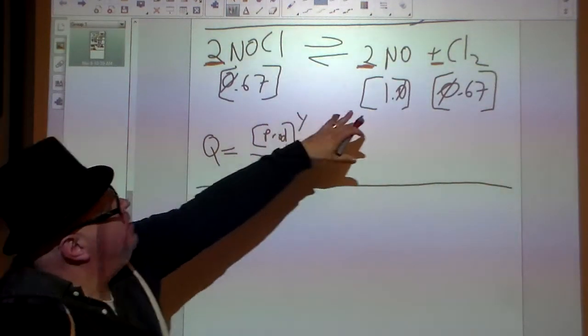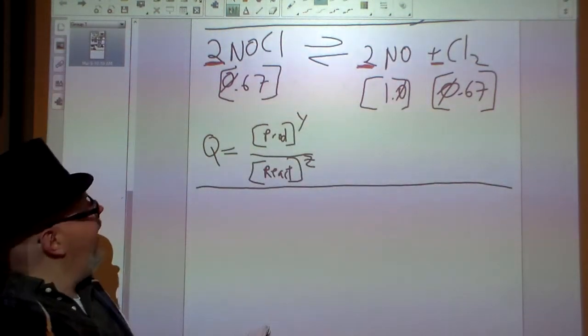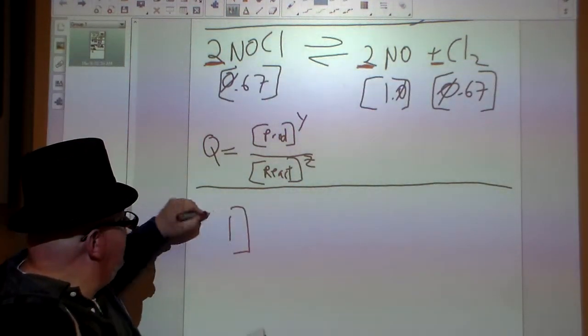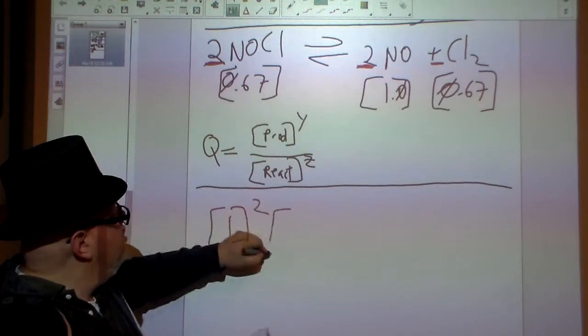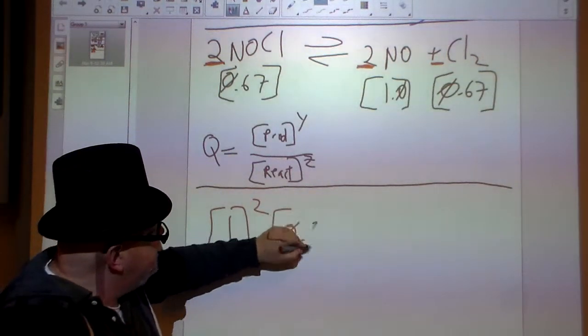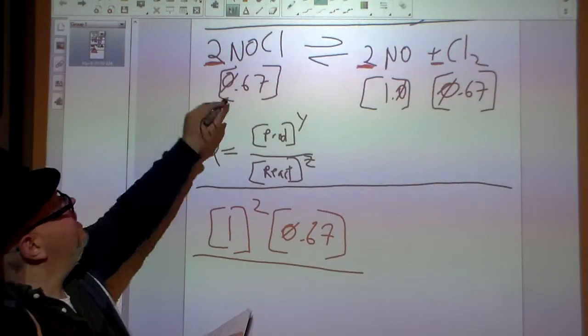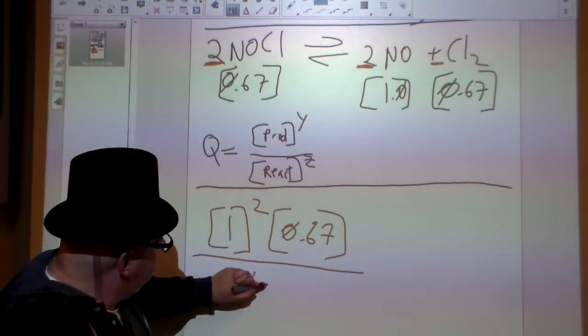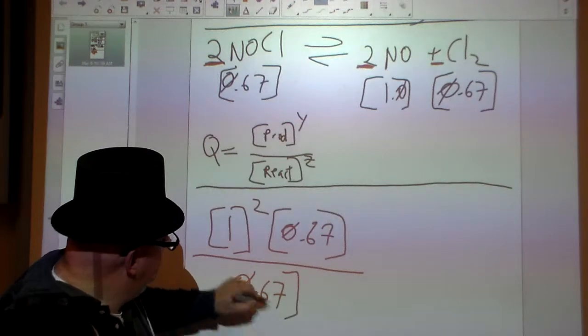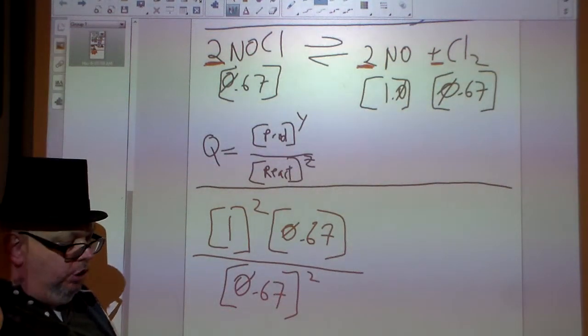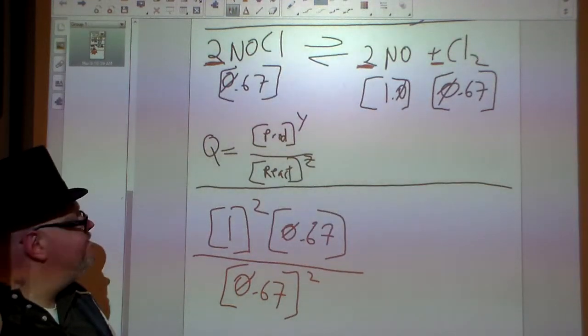Okay, so here we go. Here's our product, and we have our concentration, so it's going to be 1, squared, multiplied by 0.67, over, and in this case here, 0.67 squared. So that's what it would look like, okay?